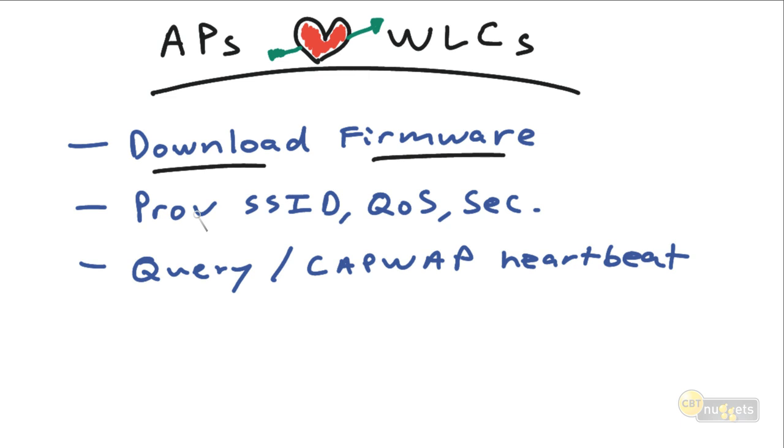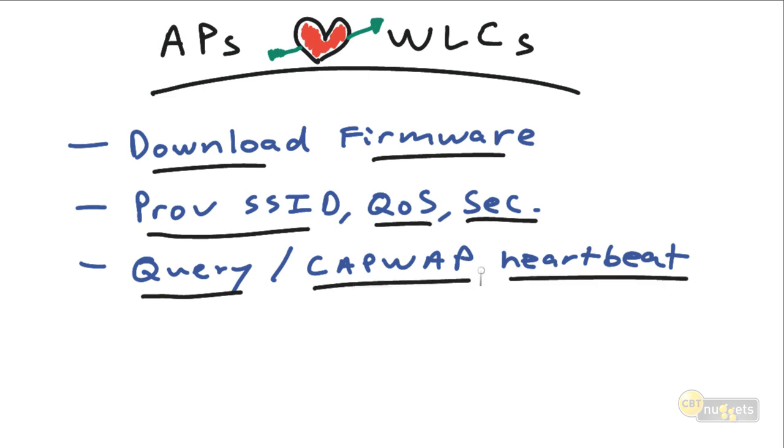The wireless LAN controller beautifully, efficiently provisions the SSID for the wireless LAN, the quality of service settings, the security settings, and of course, at various times during their life together, the wireless LAN controller will be querying the access point for various pieces of information. The access point turns right around and sends heartbeat messages using the CAPWAP protocol to make sure that the wireless LAN controller is there and able to continue to service the needs of the access point.